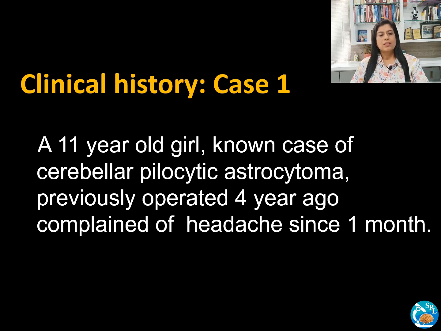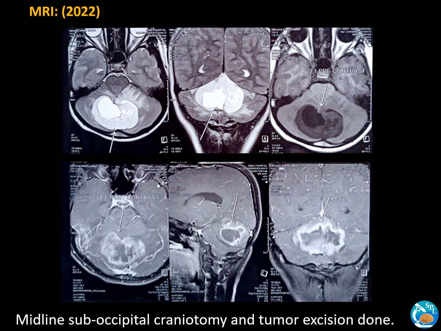So this is case number one, an 11-year-old girl, known case of cerebellar pilocytic astrocytoma who was operated 4 years ago, with complaint of headache for 1 month. A large lobulated altered signal intensity mass measuring 5.5 x 5 x 3 centimeters in the cerebellum, involving the vermis and both the cerebellar lobes. It showed heterogeneous contrast enhancement with central areas of necrosis.